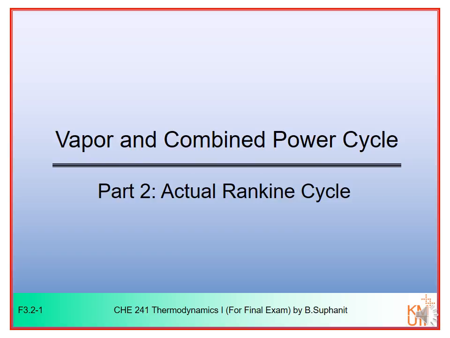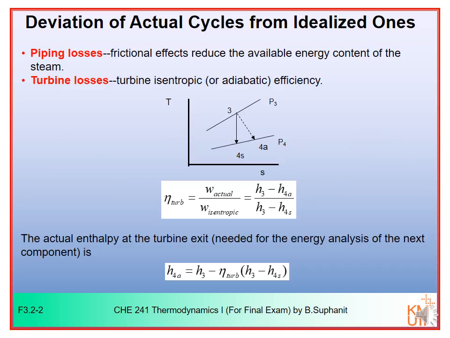Hi, in this part of the vapor and combined power cycle, I'm going to talk about the actual Rankine cycle. The actual Rankine cycle is the cycle which deviates from the idealized cycles. There are several kinds of irreversibility which can occur. For example, the piping losses, and turbine losses, which occur when the turbine expands in a non-isentropic way.